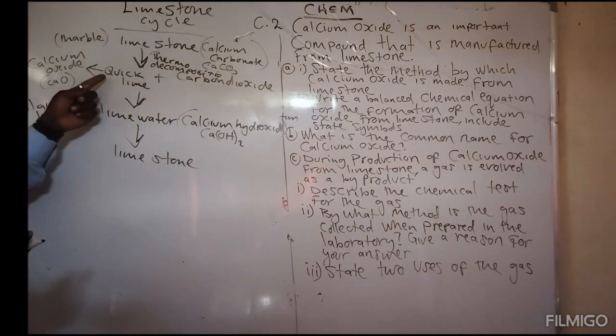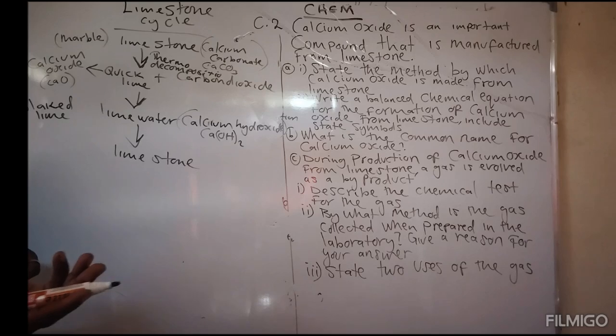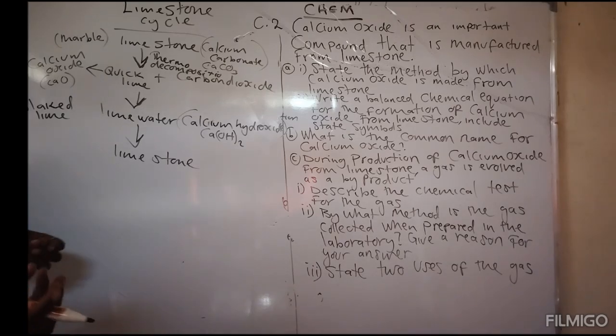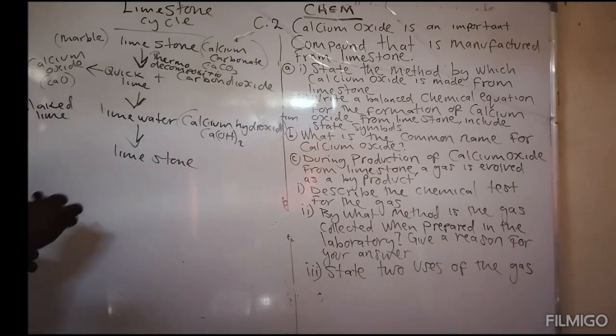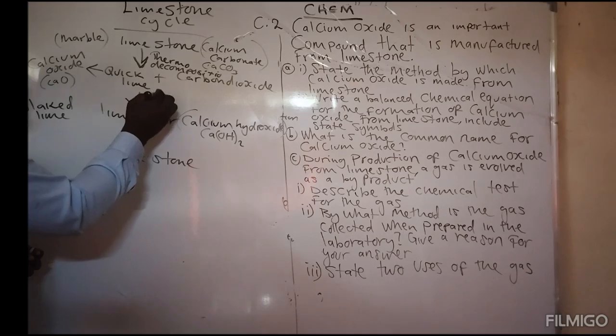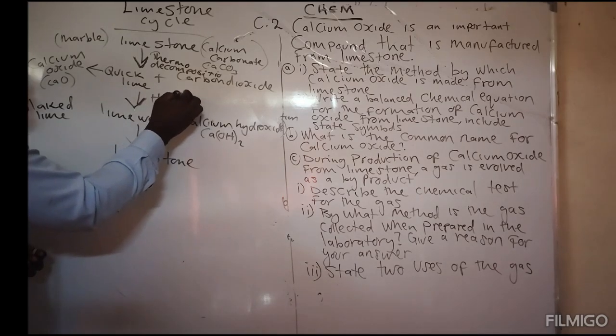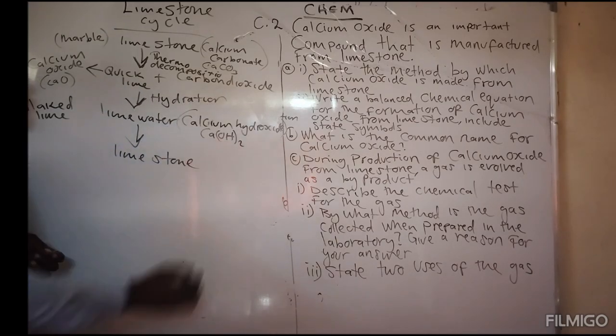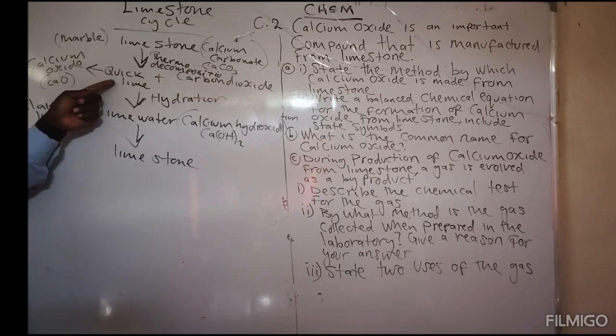Then again we have quicklime here. For it to change into lime water, you have to add water. When you're adding water, that process is known as hydration. You add water to quicklime, then you have lime water.